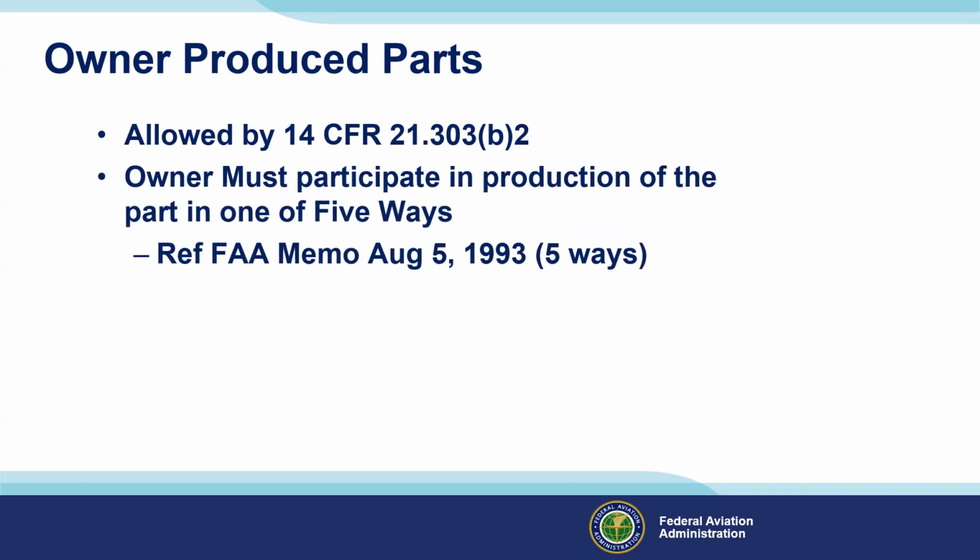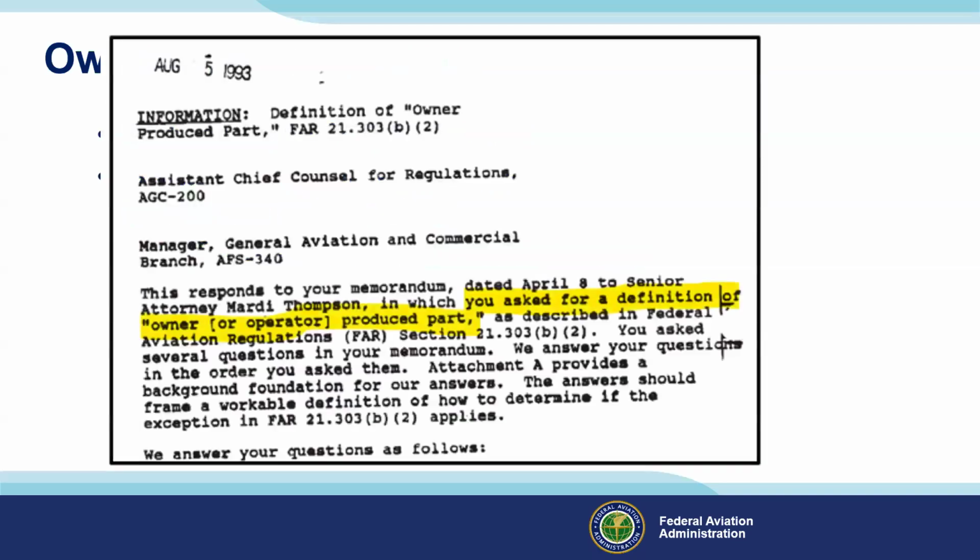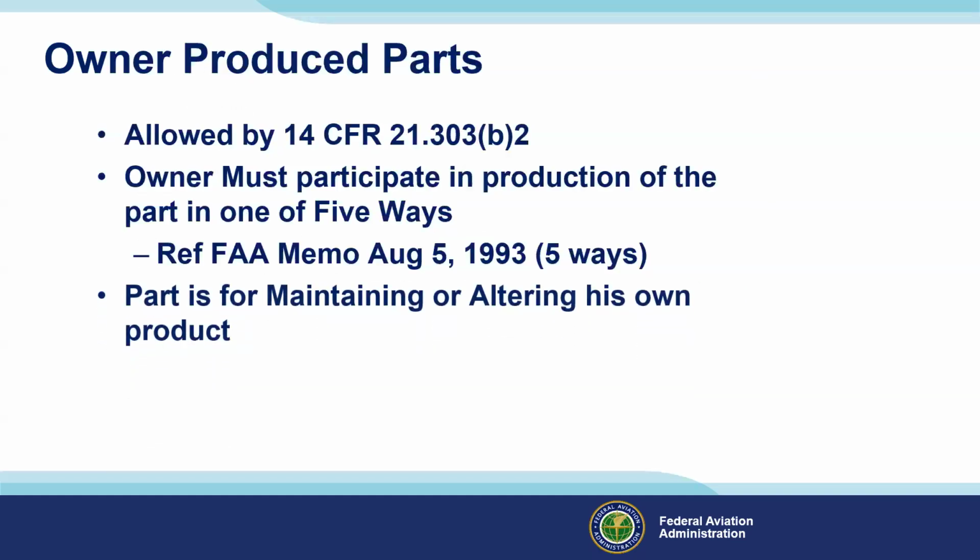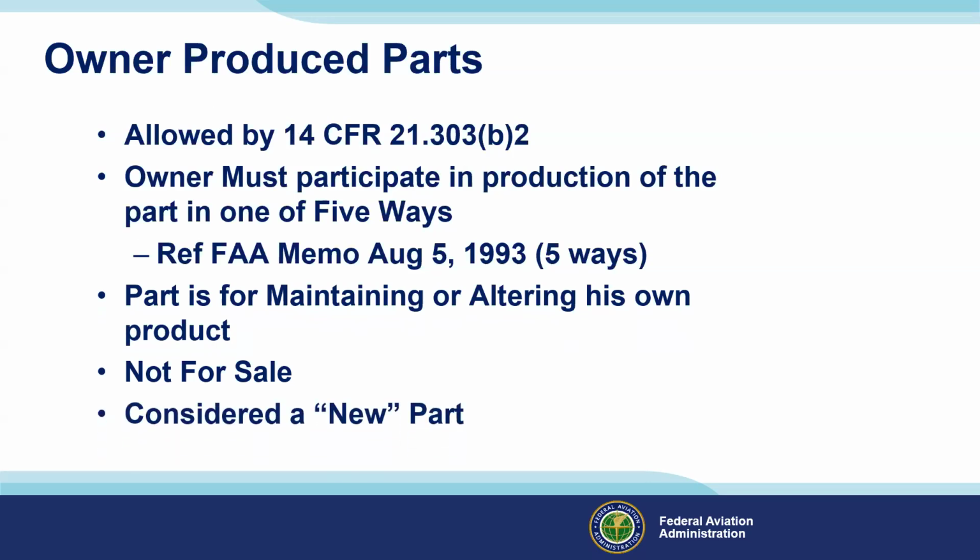And there was an FAA memo dated August 5th, 1993. I think it was a legal, came out of the legal department. And it came from the chief counsel, and that answered the question. And the part has to be for maintaining or altering his own product, his own aircraft. Cannot be for sale. And it's considered a new part.